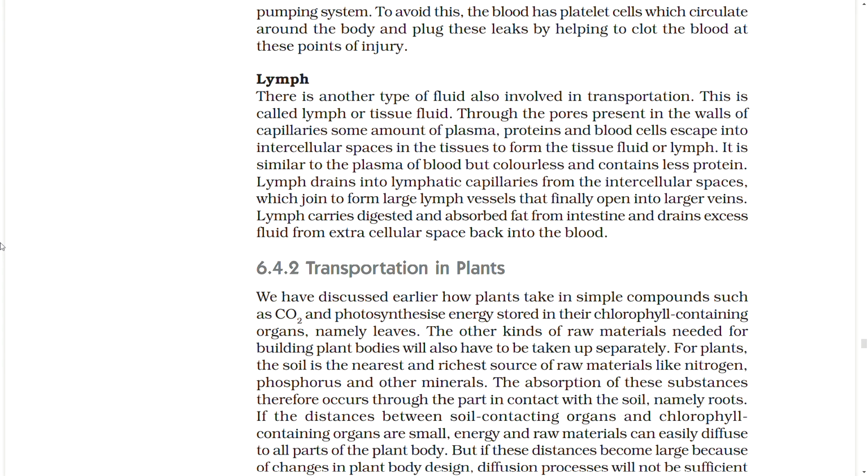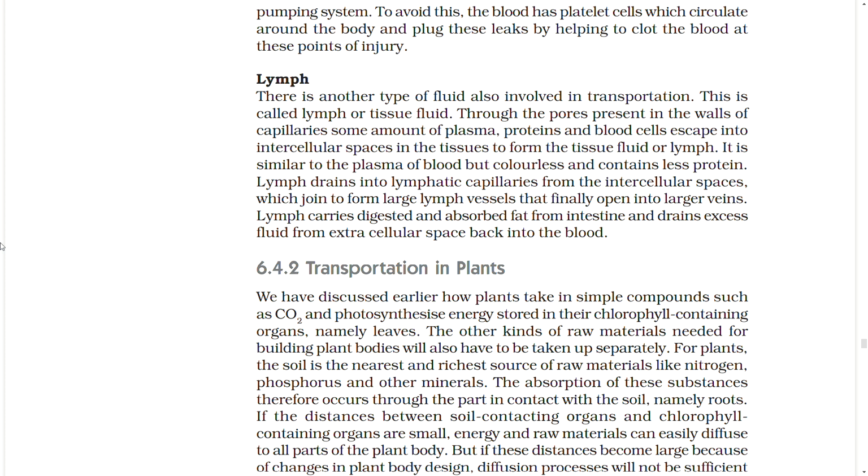Lymph. There is another type of fluid also involved in transportation. This is called lymph or tissue fluid. Through the pores present in the walls of capillaries, some amount of plasma, proteins and blood cells escape into intercellular spaces in the tissues to form the tissue fluid or lymph. It is similar to the plasma of blood but colorless and contains less protein.